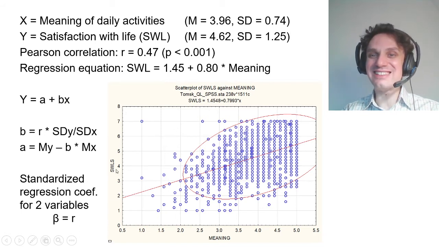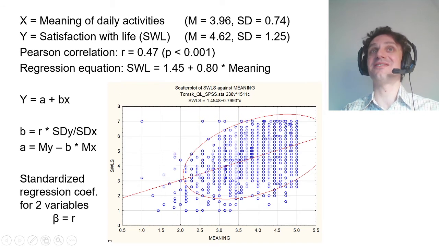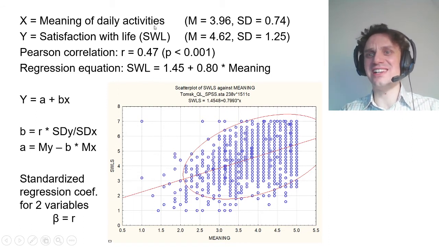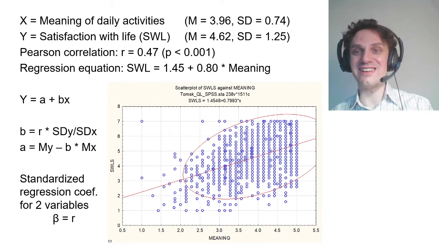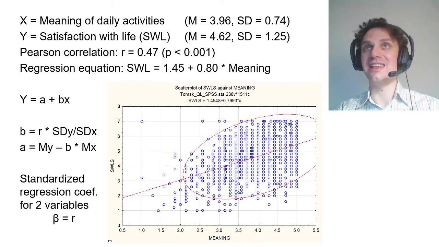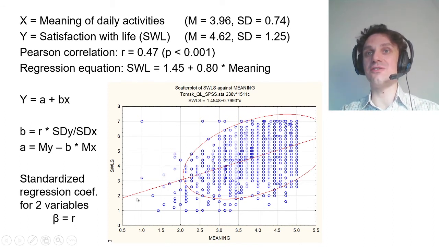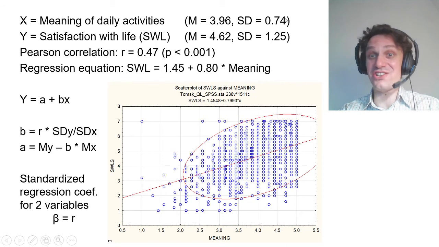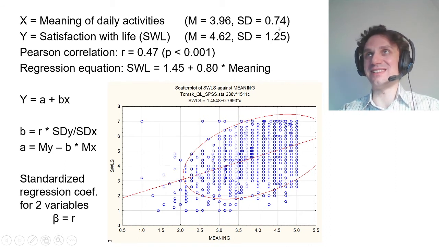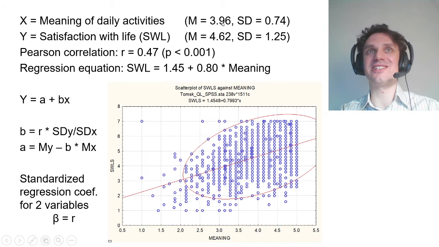But in order to predict this satisfaction with life, we use another variable, which is basically a subjectively evaluated meaning of daily activities. It also has several questions, like 'The things I do every day are important to me' or 'have value for me,' and so on. And the answers on this scale can go from 1 to 5. It's also a Likert scale. And the average for that scale is 3.96. And because it has a smaller number of scale points, the standard deviation is also smaller. It's 0.74. So it's not so large.